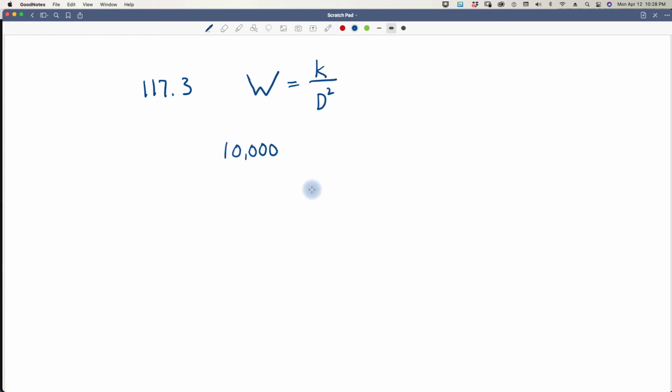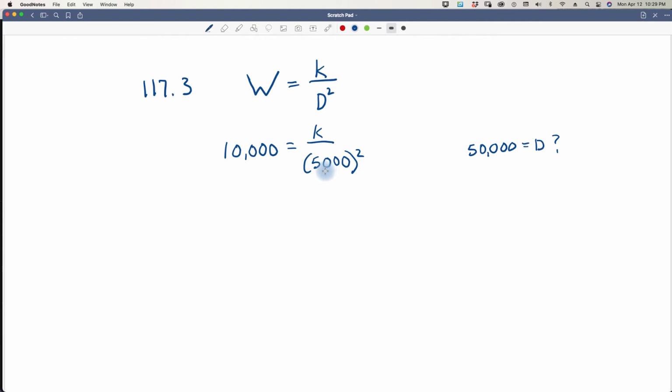10,000 pounds at a distance of 5,000 miles, how much would it weigh 50,000 miles from the center of the earth? So 50,000 equals D. What is that? All right, so now we do the math.